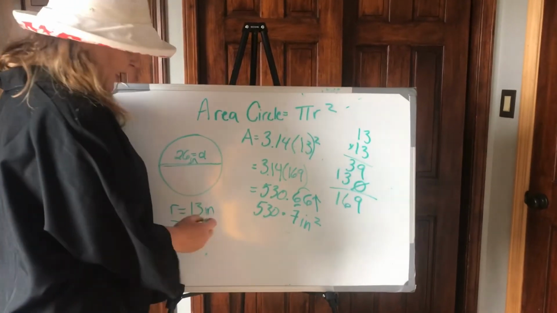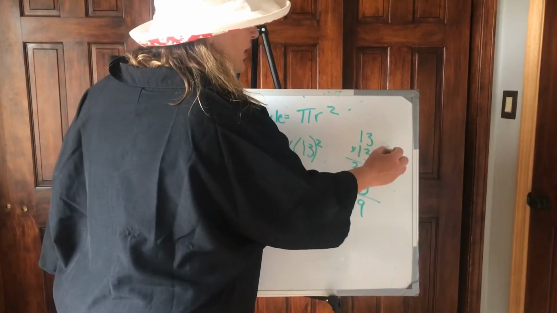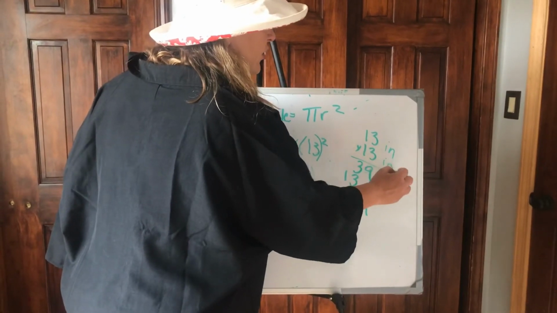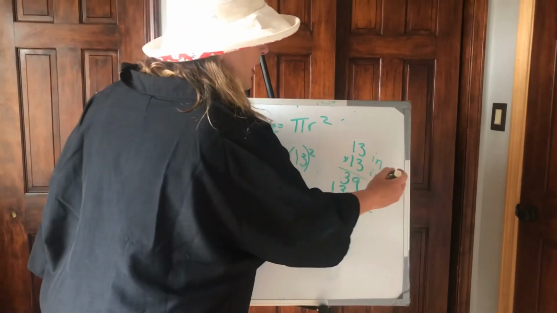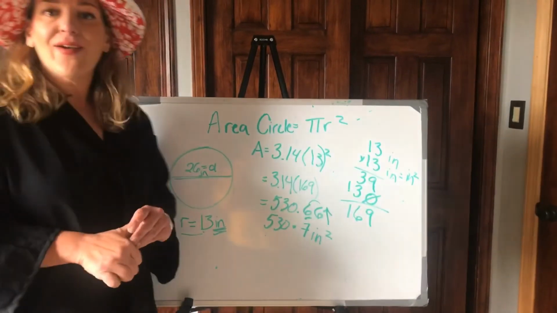Because the radius is in inches. So when you multiply 13 times 13, that's 13 inches times 13 inches. Inches times inches equals inches squared. And that is how you calculate the area of a circle.